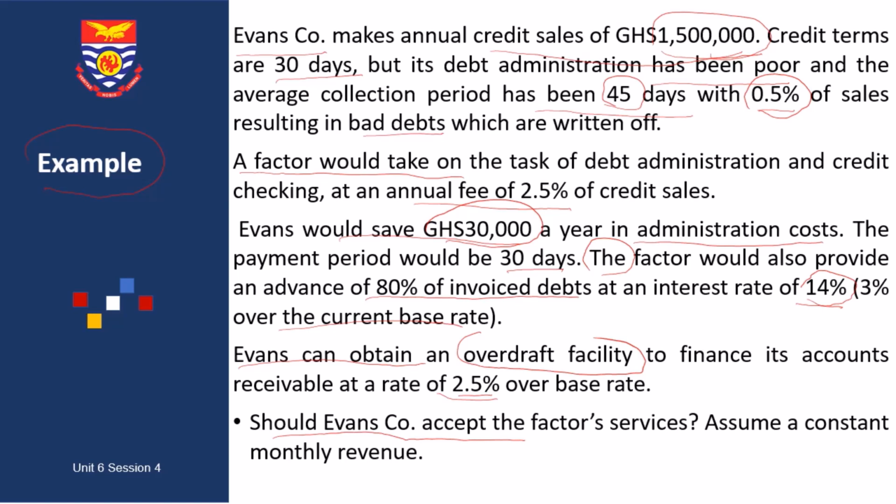I hope you understand. So you compare the cost you are incurring without factoring, and also if you are to use the service of a factor, what's the cost you are going to incur, or what amount you are saving. You compare the two to see the one that gives you the least cost. Then you choose whether to accept the factor or not. I hope you understand. So let's dive into the solution.